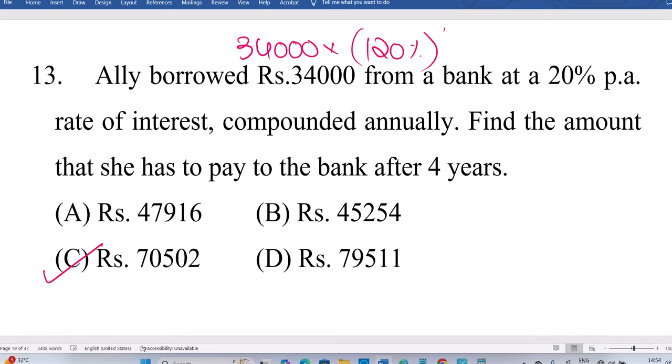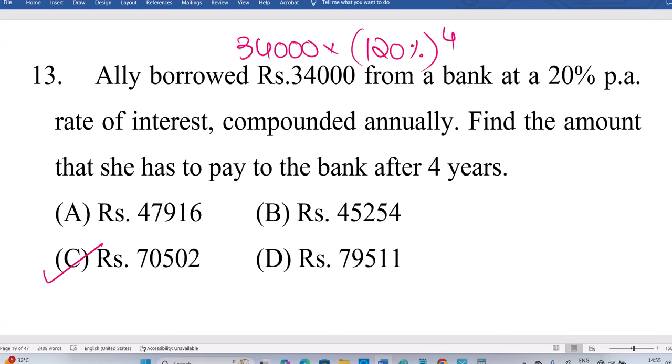Why power 4? Why 120%? Because of 20% interest per annum. Generally, from a compound interest point of view, if you do 20% increase for 4 years, the result will be more than double, close to that. Slightly more than double. 34,000 doubled is 68,000, slightly more than that is 70,502.